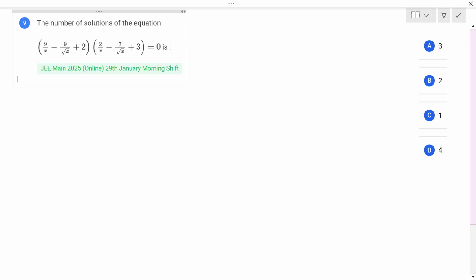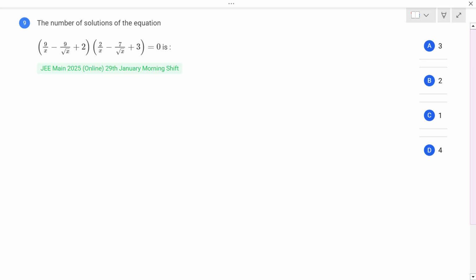Acha. So the problem with the equation is that when we see it, we feel like, what the hell is this equation? When we multiply, it creates chaos. But if you observe it closely, there are terms repeating. If you see 9 by x minus 9 by root x, 2 by x minus 7 by root x, I can see two terms getting repeated.